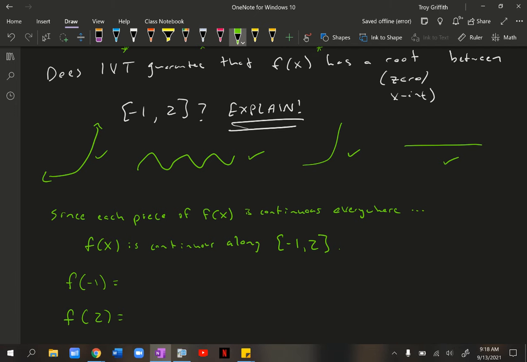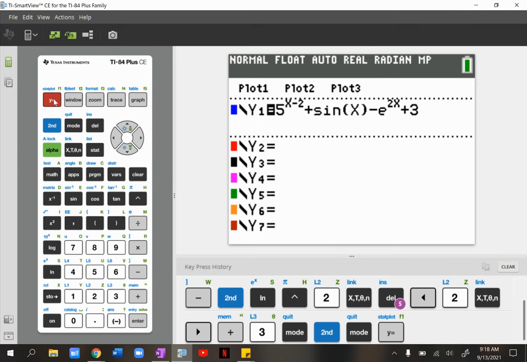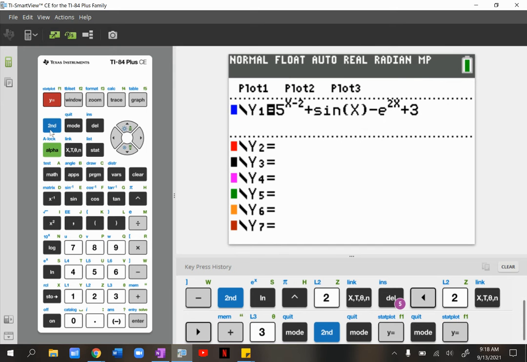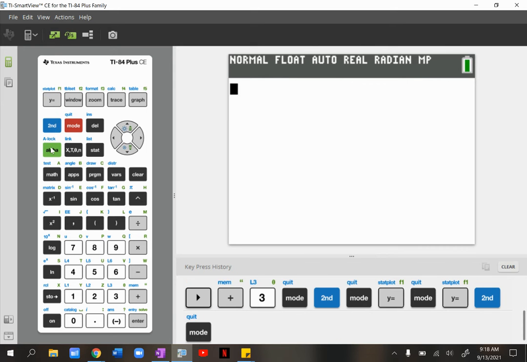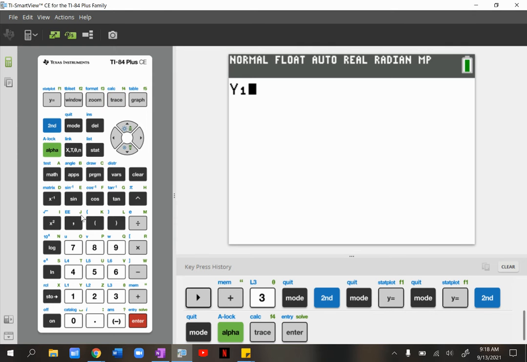I'm going to pull up a calculator here on my screen. I have already gone ahead and inputted this function. Please make sure that your calculator is in radian mode, because we're working on something that's trigonometric here. And I'm just going to show you guys a quick calculator shortcut. If I go second and quit to get back to the main screen, if you press alpha trace, it's going to bring up all of these different functions. Now we inputted our function into y1, so I'm going to select y1.